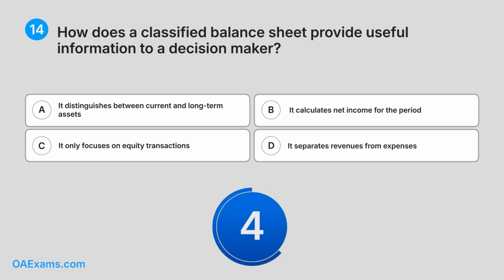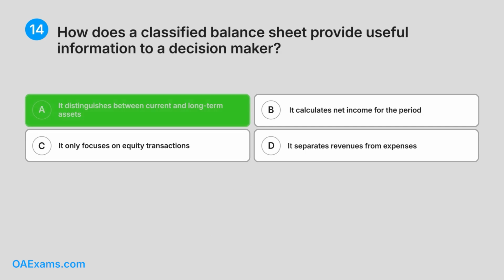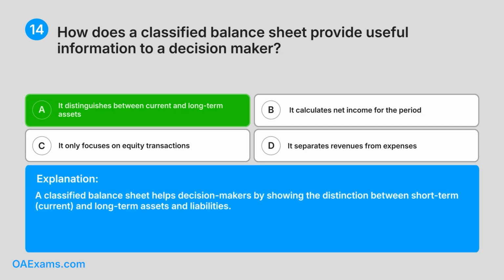Can you guess the answer? Correct answer. A. Explanation. A classified balance sheet helps decision makers by showing the distinction between short-term, current, and long-term assets and liabilities.